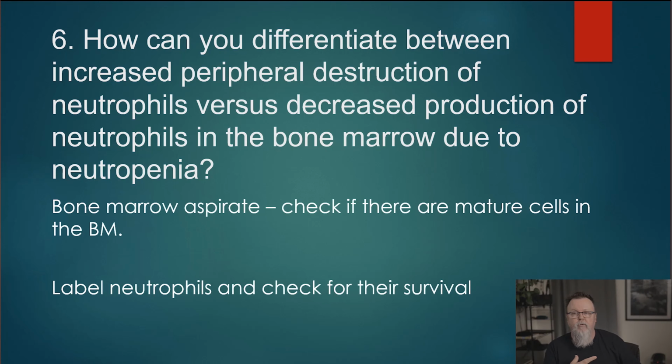And what they did was they did a bone marrow aspirate, and they saw that there was a lack of mature neutrophils in the bone marrow. So that led them to know that what they were seeing was decreased production of neutrophils due to neutropenia. Another thing that could have been done if they had not seen that in the bone marrow aspirate would be to label the neutrophils and check for their survival.